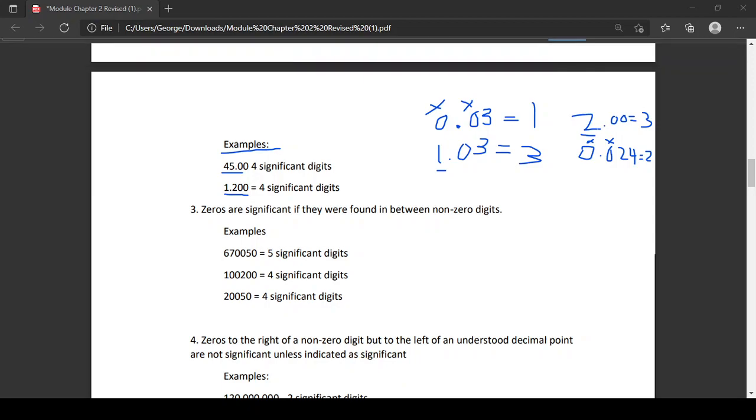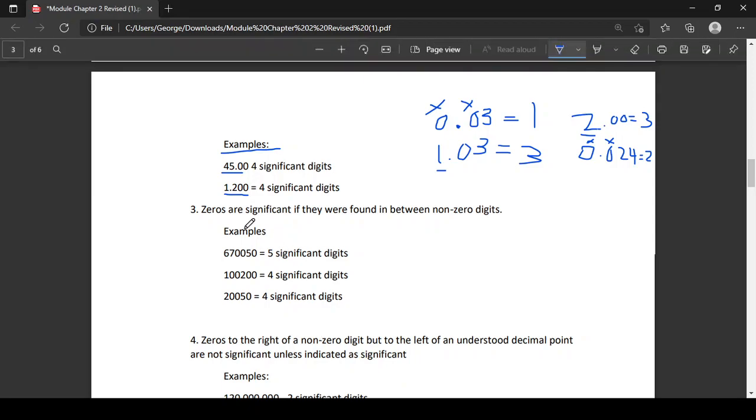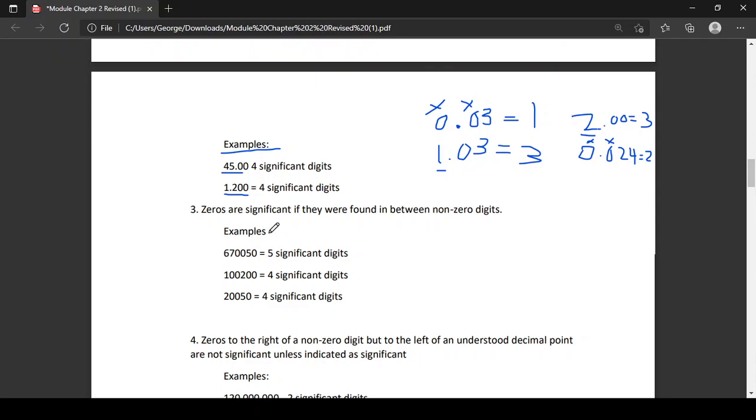Next, we have rule number 3. Zeros are significant if they were found in between non-zero digits. Kung napatungan ng 0 ang isang significant digit, which is 1, 2, 3, 4, 5, 6, 7, 8, 9, considered na siyang significant. Okay, let's check yung example.